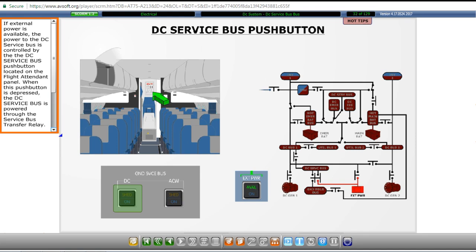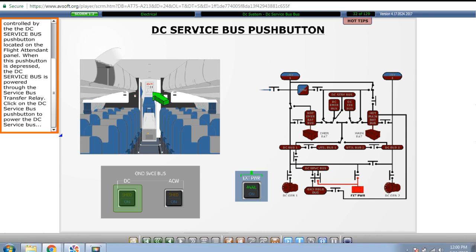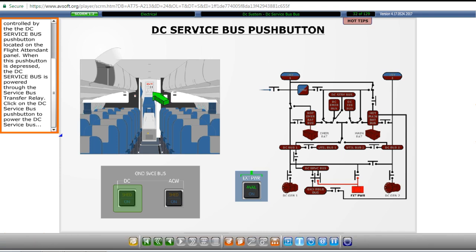If external power is available, the power to the DC service bus is controlled by the DC service bus push button located on the flight attendant panel. When this push button is depressed, the DC service bus is powered through the service bus transfer relay. Click on the DC service bus push button to power the DC service bus.